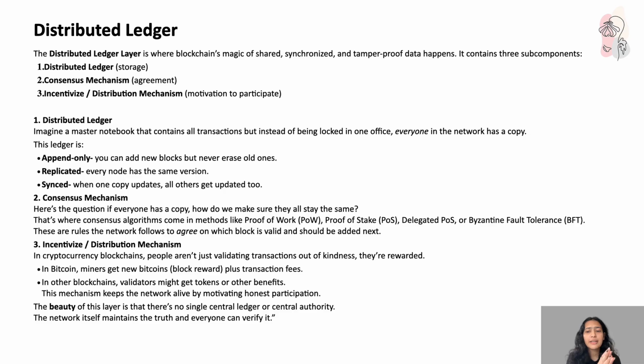So the beauty of this layer is that there's no single central ledger or central authority that everyone has to trust. Everyone has the shared copy, the digital ledger. And the network itself is going to maintain the truth through the rules of consensus. And everyone can verify it.